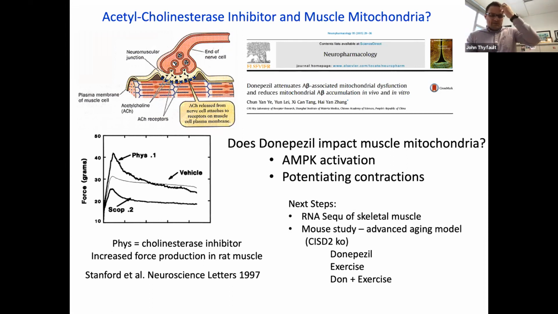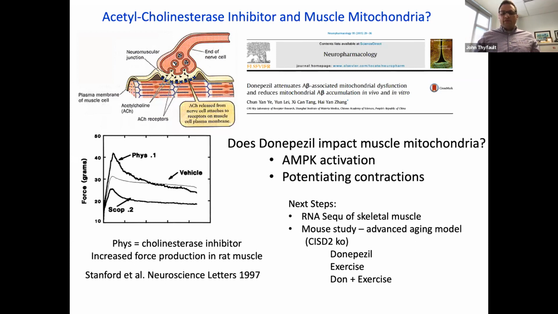So our next steps with this project are, one, we're currently doing RNA sequencing of the skeletal muscle to see if we can get any clear targets for why Alzheimer's would lead to deficits in mitochondrial function. And then also examine how donepezil may be having a positive effect.